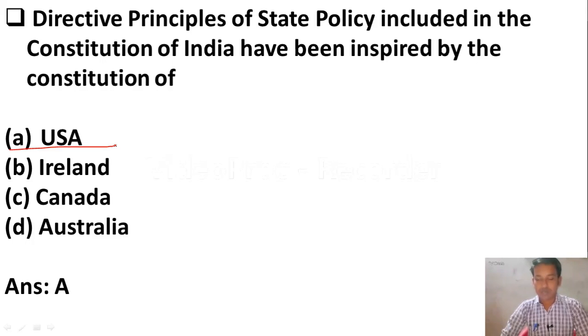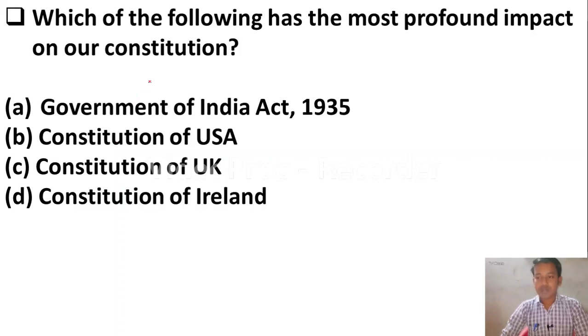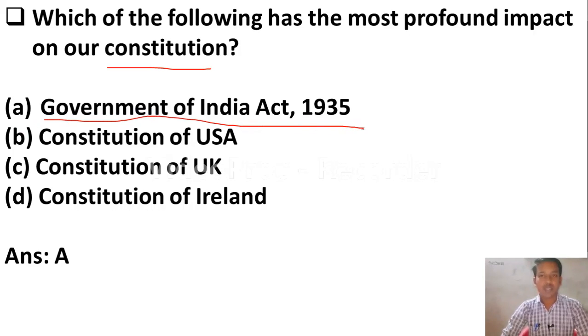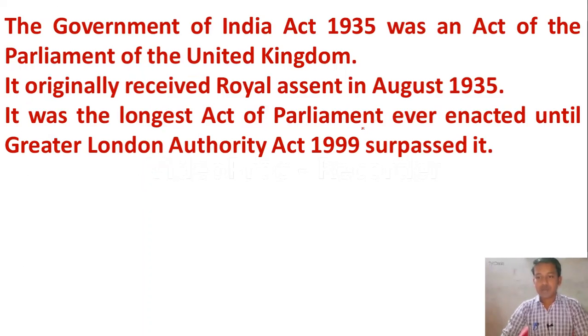Please remember it. And the next question is: which of the following has the most profound impact on our Constitution? Option A, Government of India Act 1935, option B, Constitution of USA, option C, Constitution of UK, option D, Constitution of Ireland. Friends, the most profound impact on your Constitution is option A, Government of India Act 1935. The Government of India Act 1935 was an act of the Parliament of the United Kingdom. Please remember this.